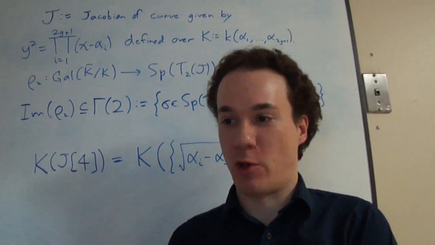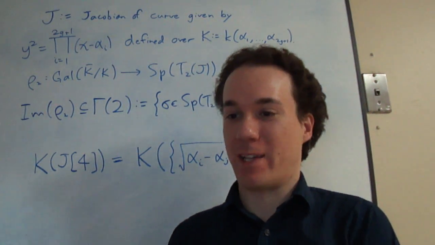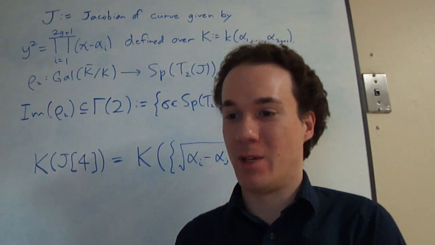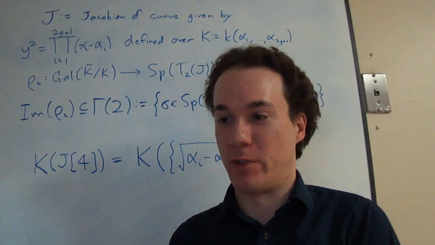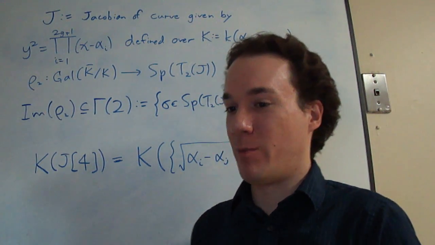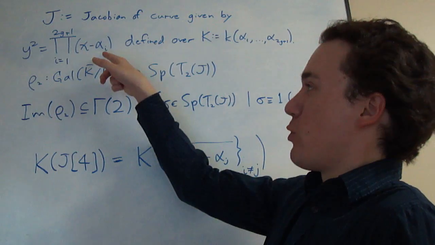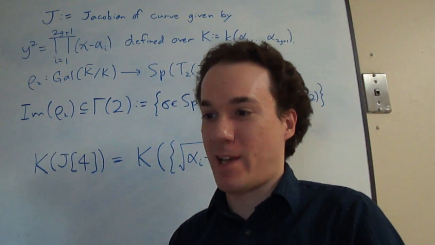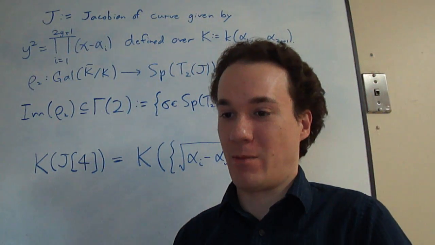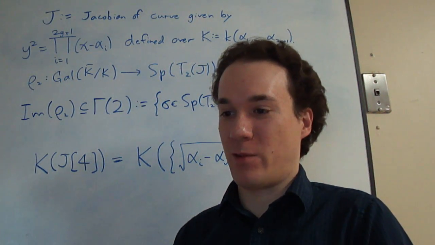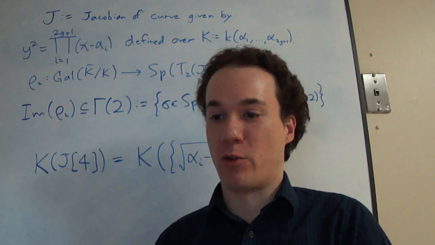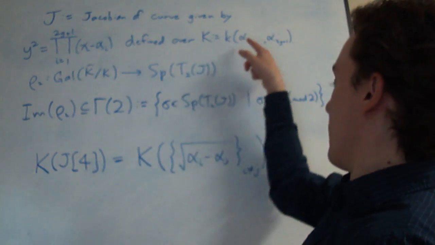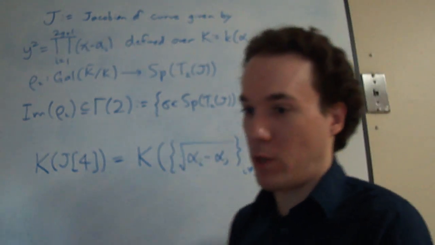In this paper, I examined the natural Galois action on the two-adic Tate module of the Jacobian J of the generic hyperelliptic curve of degree 2g plus 1, given by this equation, whose roots alpha sub 1 through alpha sub 2g plus 1 are independent and transcendental over some ground field k. We may consider J as an abelian variety of dimension g over the function field capital K, which is little k adjoin alpha sub 1 through alpha sub 2g plus 1.